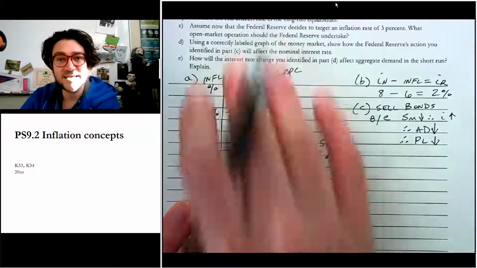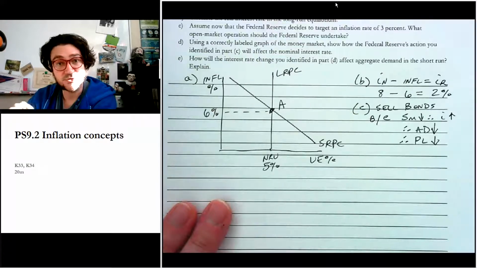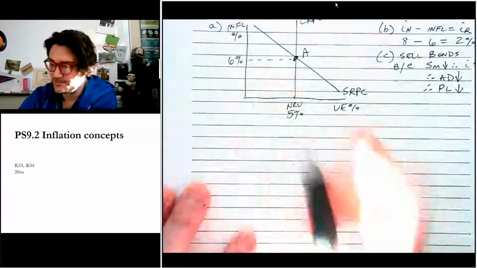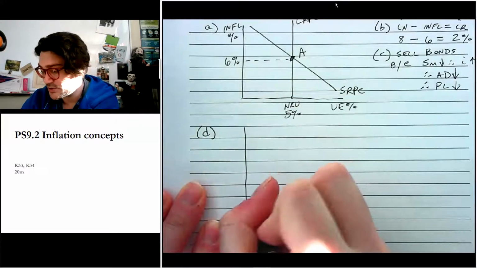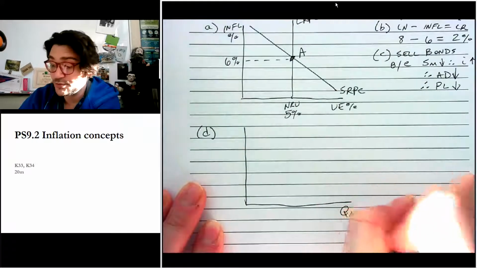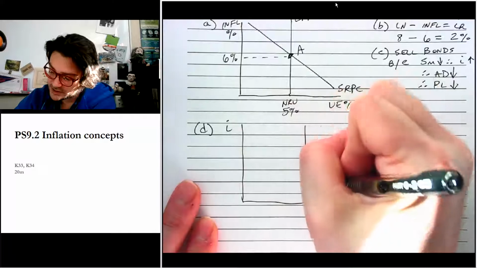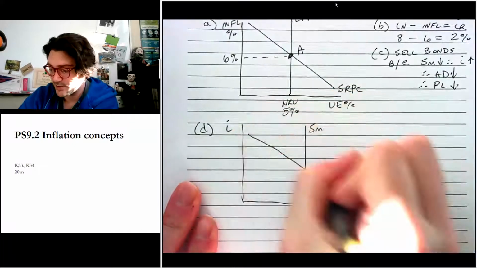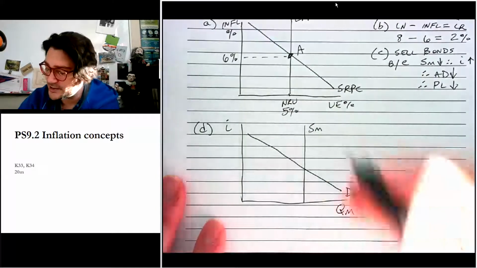Now it says part D, using a correctly labeled graph of the money market, show the Fed action that you identified and how it affects the interest rate. That's actually kind of nice, we did this thinking through here. So for part D, we have to remember how to do the money market. Now remember, this is different from the loanable funds market. This is just interest. And the Fed just sets the money supply and says that's how much money there is.